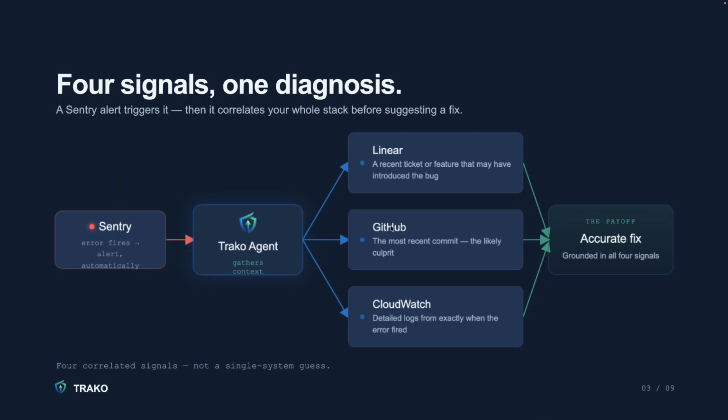When you connect Trako to Sentry, it automatically gets notified whenever an error occurs. From there, it pulls in extra context from Linear to check for any recent issues or tickets that might be related. It can also look through GitHub to see whether a recent commit might have caused the problem, then review your CloudWatch logs to build a more complete picture of what happened. By bringing all of that context together, Trako can suggest far more accurate fixes than single system prompts.